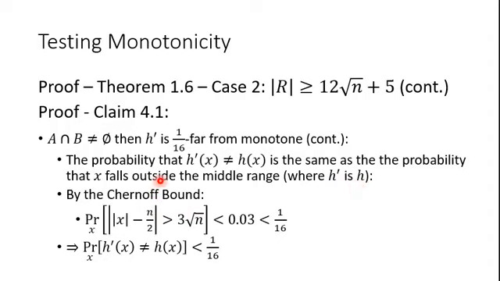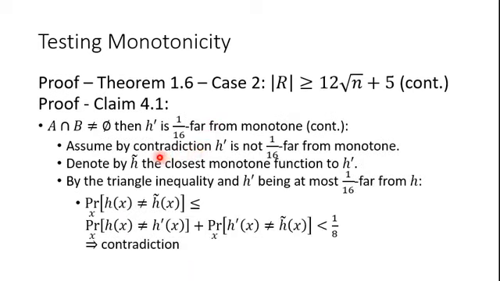So looking at the probability that x falls outside the middle range, we can see it by the Chernoff bound, and this is exactly the statement of x falling outside the middle range. So by the Chernoff bound, we get that this probability is less than 1/16. And so the probability that h prime of x does not equal h of x is less than 1/16.